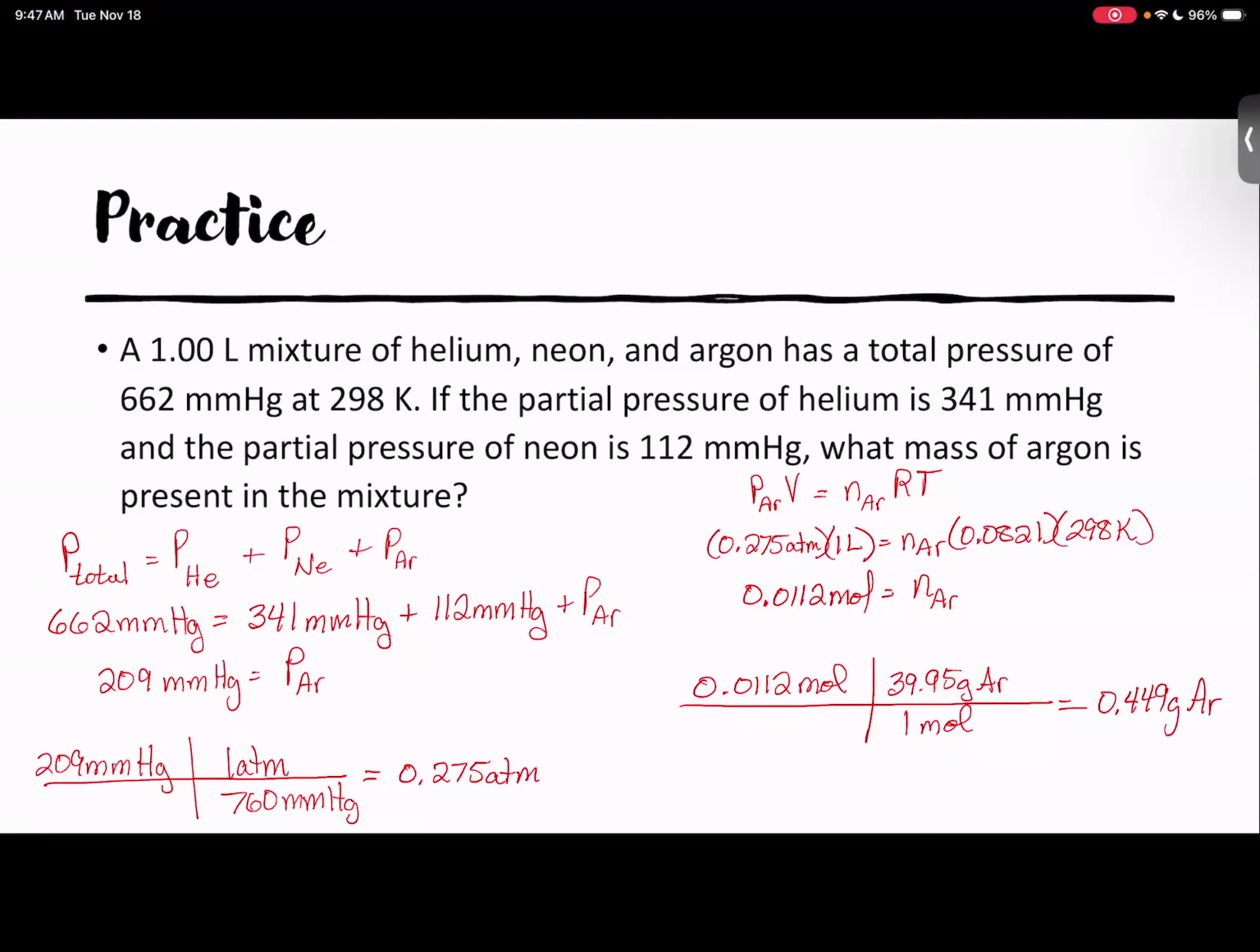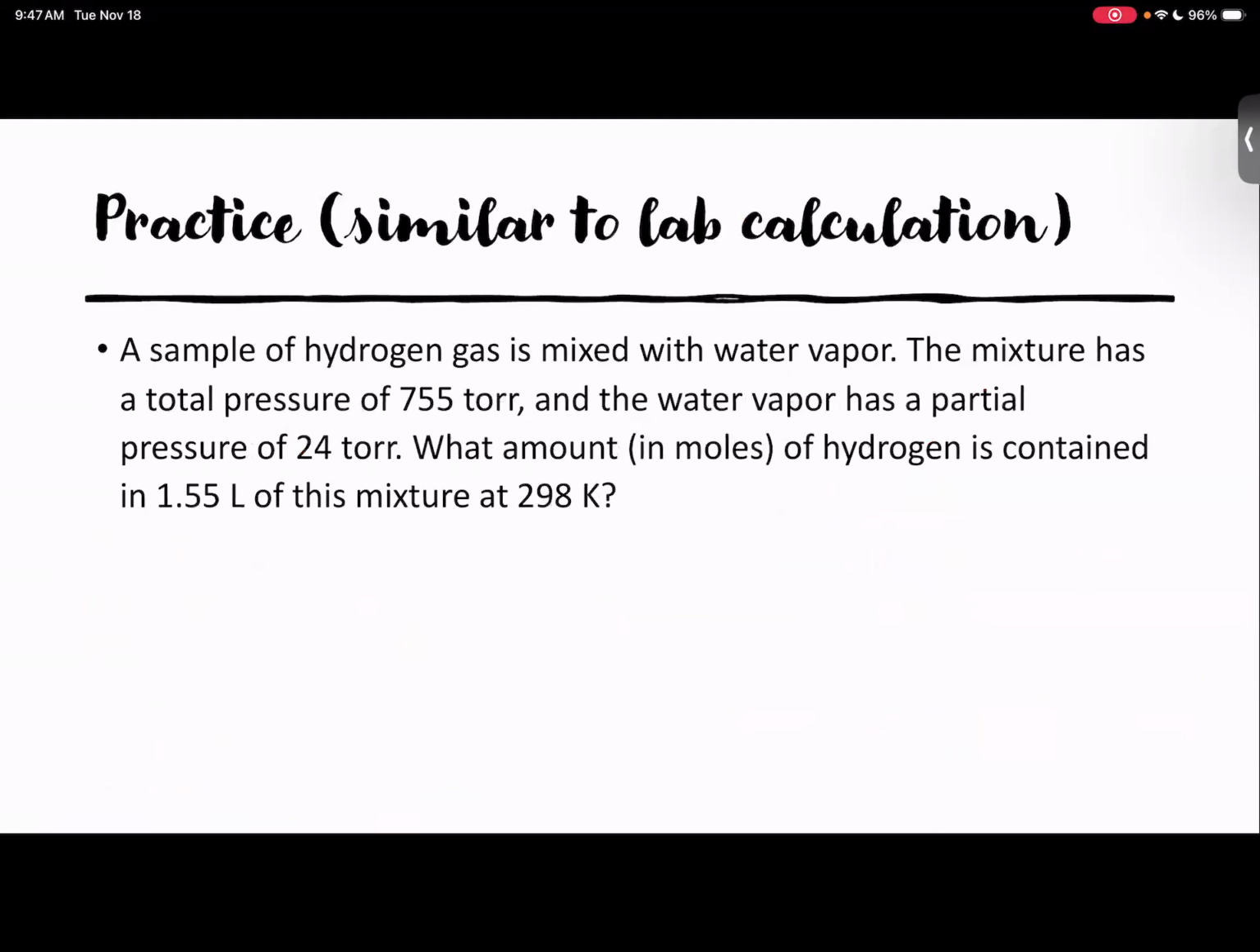Okay, let's look at another example. A sample of hydrogen gas is mixed with water vapor. The mixture has a total pressure of 755 torr, and the water vapor has a partial pressure of 24 torr. What amount of hydrogen is contained in 1.55 liters of this mixture at 298 Kelvin?